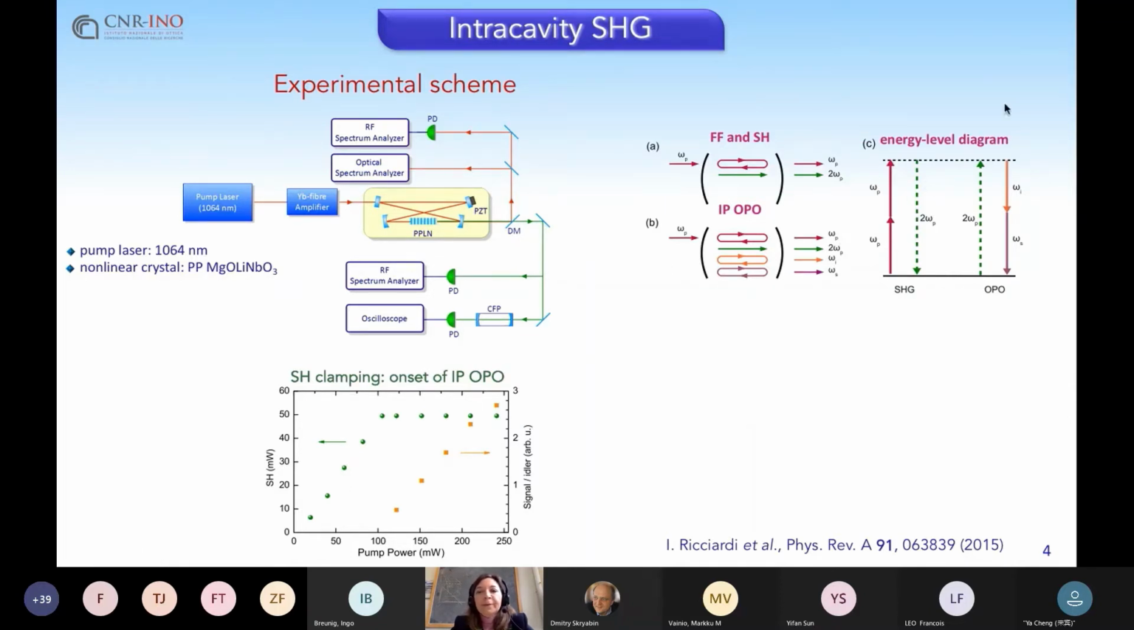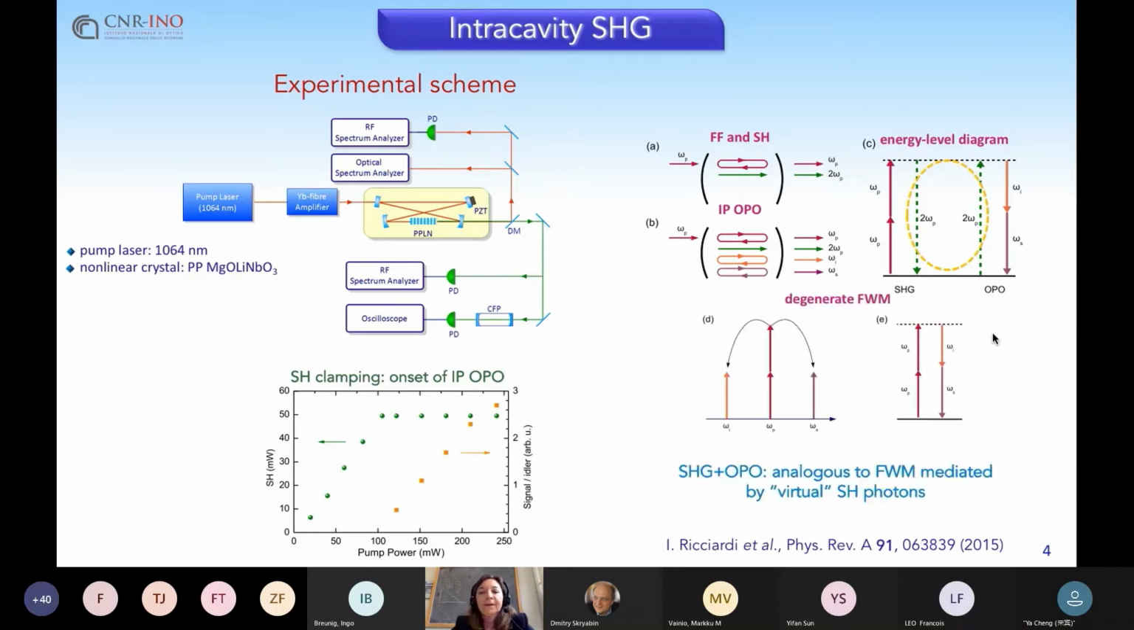And if we look at the energy level diagram here, we can see that the cascaded process of a second harmonic and internally pumped OPO can be seen as a net energy transfer from the pump to the signal and idler photons mediated by virtual second harmonic photons. And this process is totally analogous to a four-wave mixing that I have shown you before.